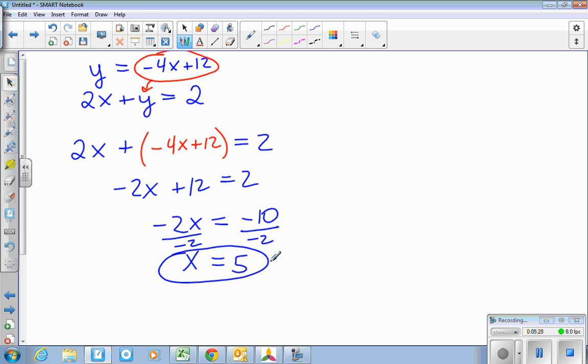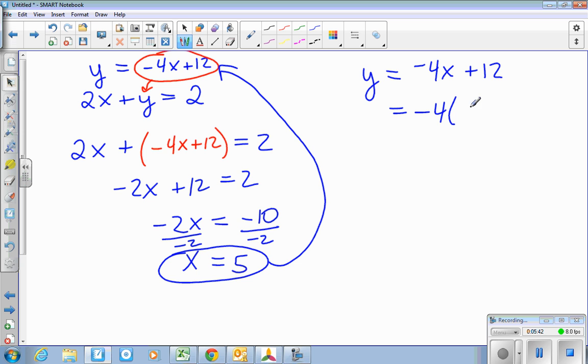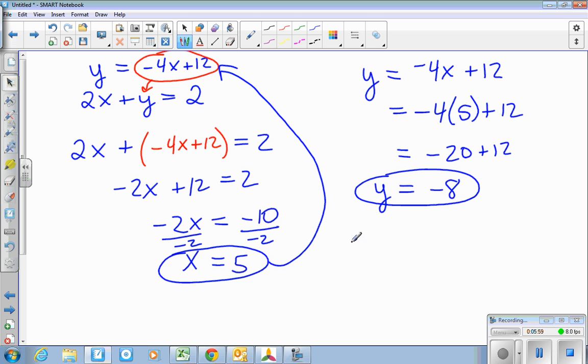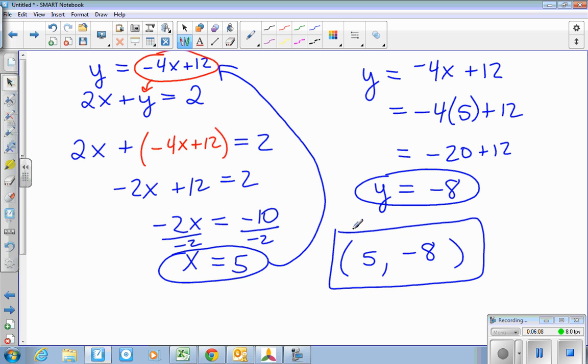So we need the y value, which means take this x, plug it into here. Because y equals negative 4x plus 12, I'm going to take the x value and plug it in for x. This is negative 20 plus 12. Negative 20 is the larger number in magnitude, in size, and so this is negative 8. So the point that is my solution is (5, -8), the x value comma negative 8, the y value. This would be my final answer.